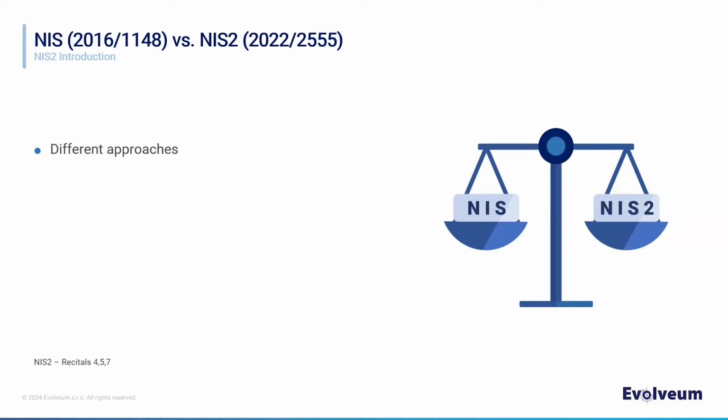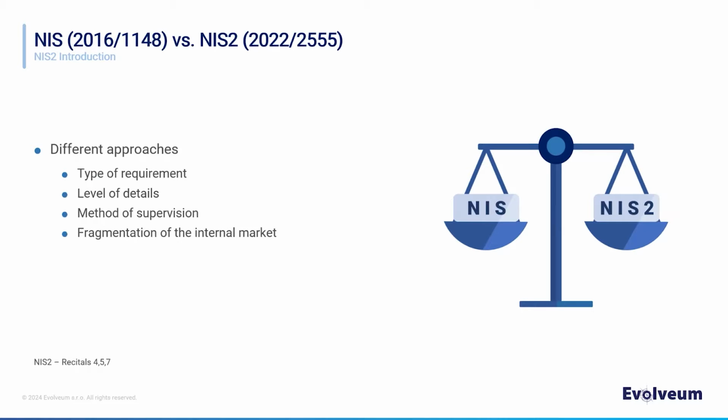Since this is NIS2, we already have NIS from 2016, but it has some bugs that lead to different approaches. Now we have different types of requirements, different levels of their detail, and different methods of supervision among member states, and that leads to fragmentation of the internal market. On top of this, we have different identification criteria. I will demonstrate it on the next slide. One of the goals of NIS2 is to eliminate these wide divergences among member states.